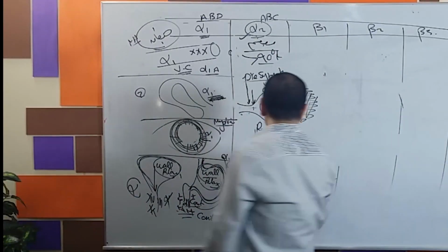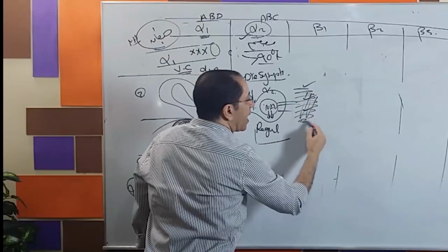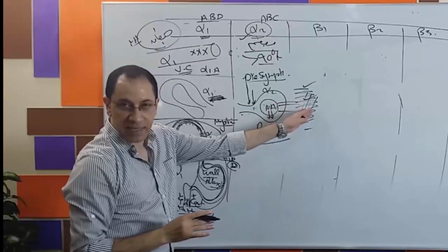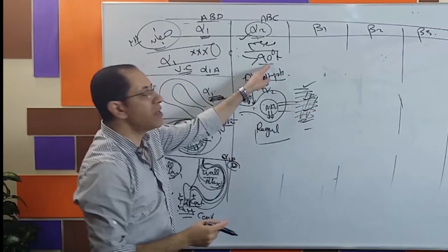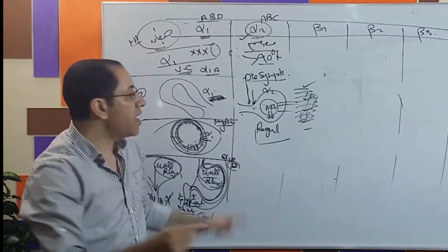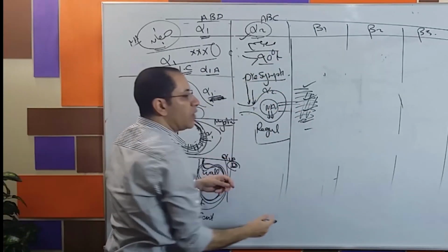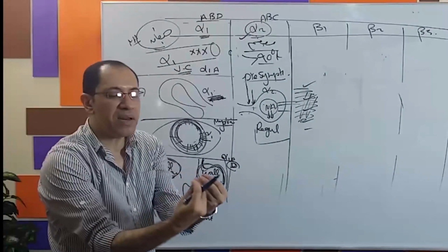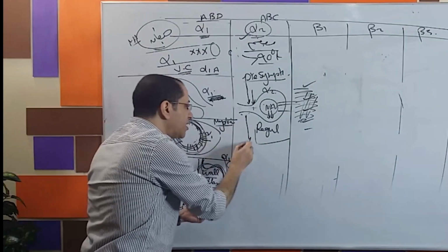We have alpha-2 in many other tissues. It's also present postsynaptic, but it's somehow weak. I told you that more than 90% of them are presynaptic for regulating norepinephrine release, decreasing norepinephrine release.